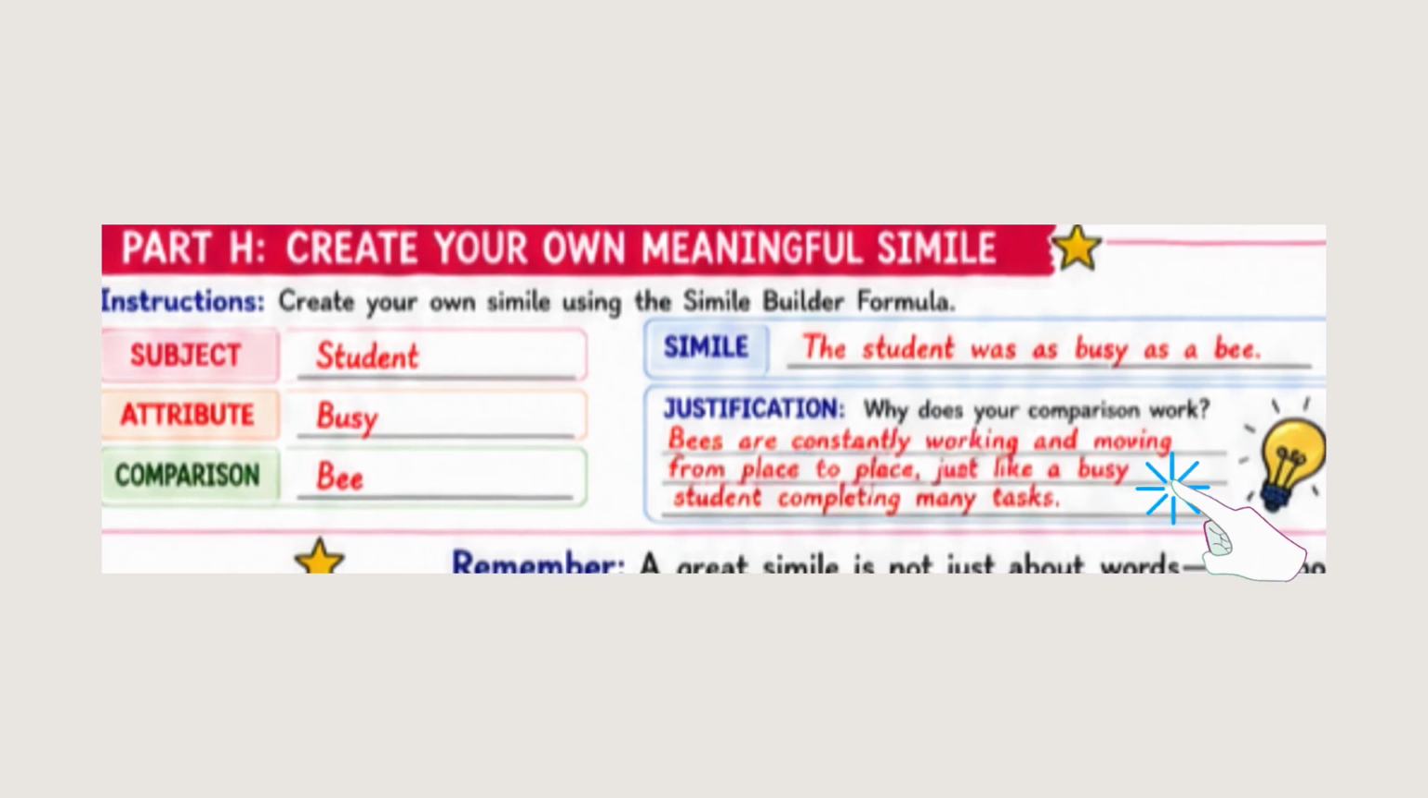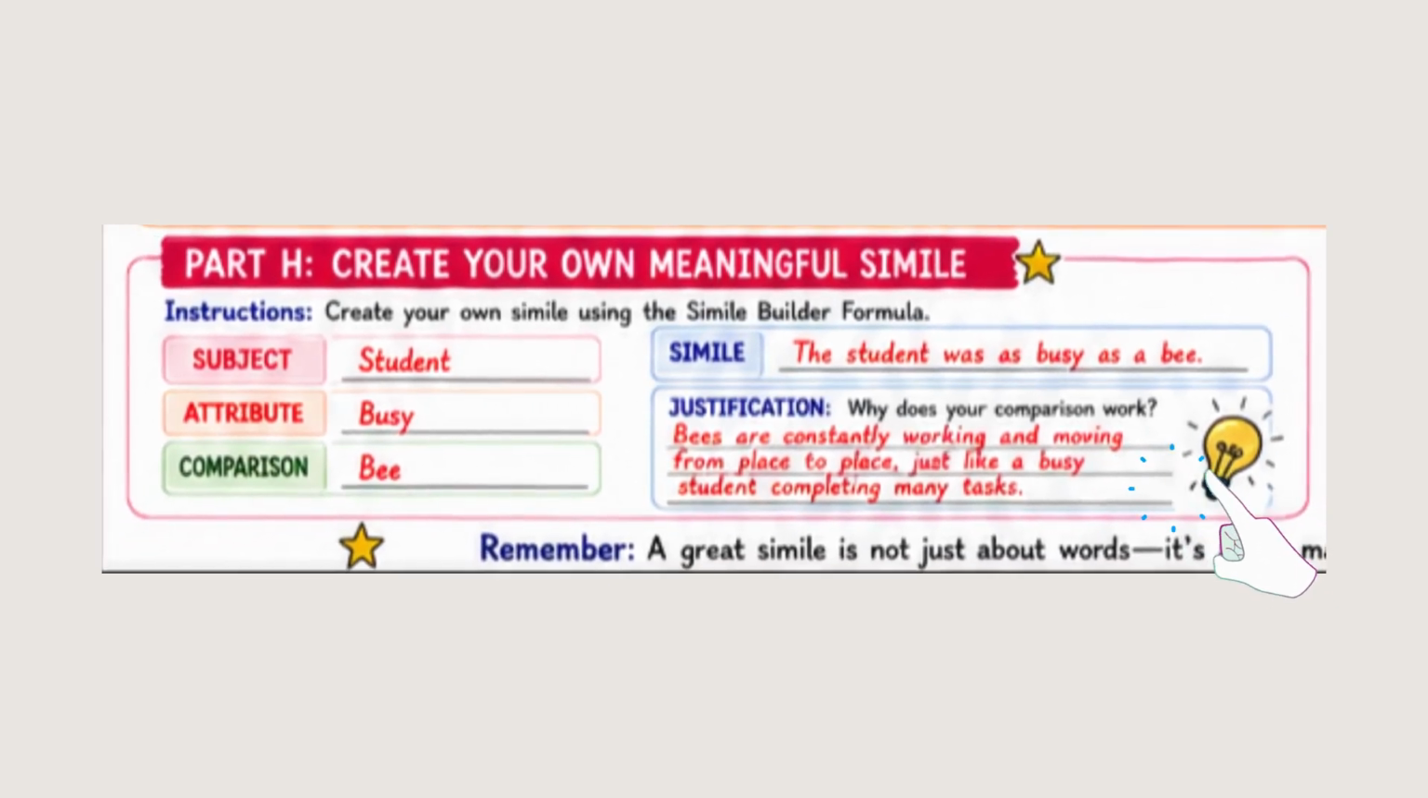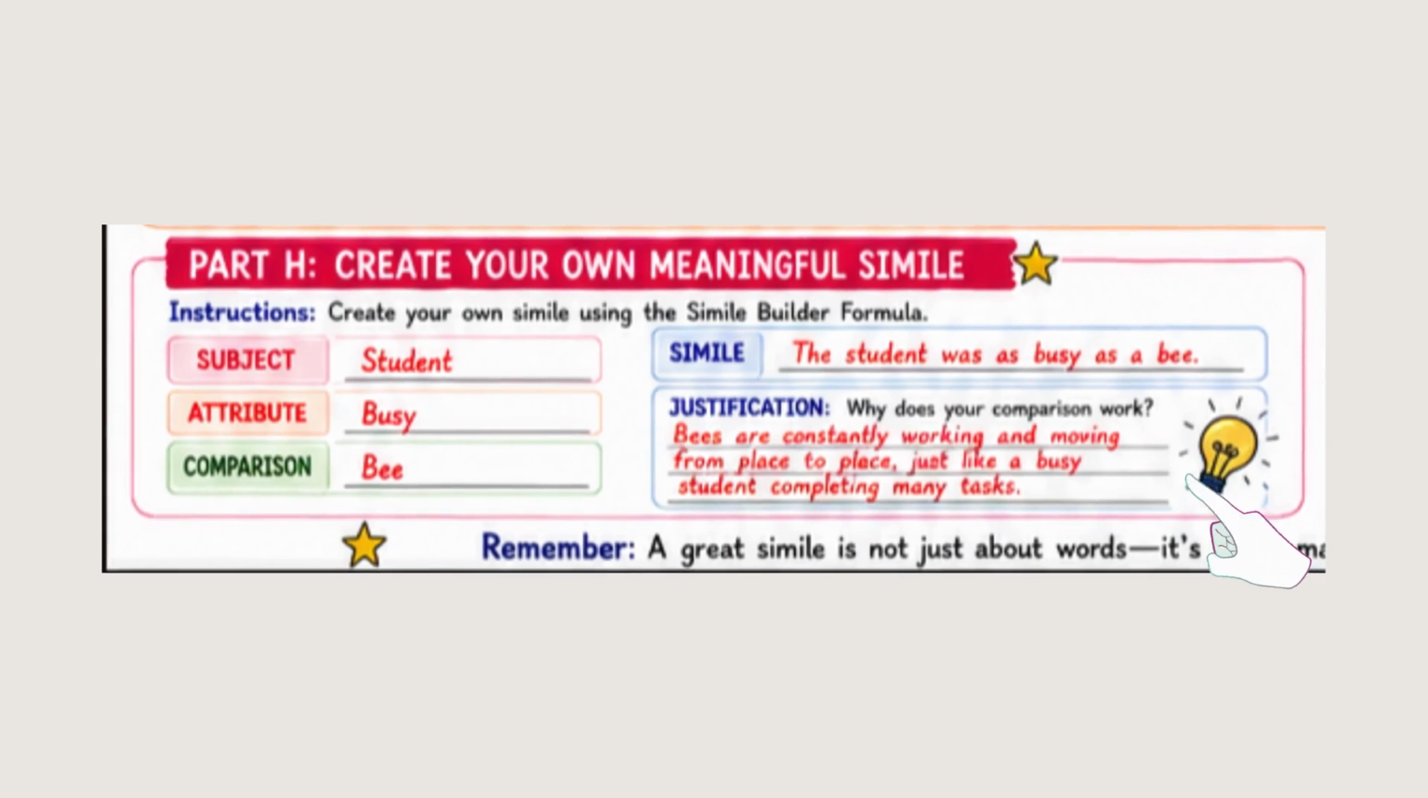In the last part, students independently create their own simile using the simile builder formula. In this part, they identify a subject, attribute, and comparison before constructing the simile and providing a justification. This part serves as the culmination of the learning process. This allows students to demonstrate their understanding independently.